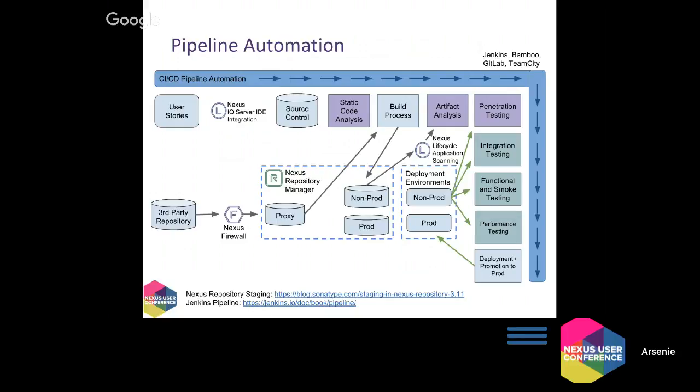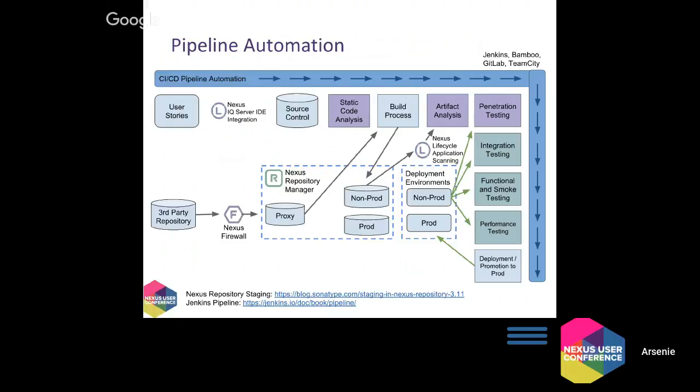So the next step is generally penetration testing. Once the artifact has been generated, it gets deployed to your non-prod environment, or one of the multiple environments that you might have. But in this case, for simplicity's sake, we're looking at the non-prod environment. There you can perform penetration testing with tools like OWASP ZAP. You can do your integration testing, functional and smoke testing, performance testing, and so on and so on.